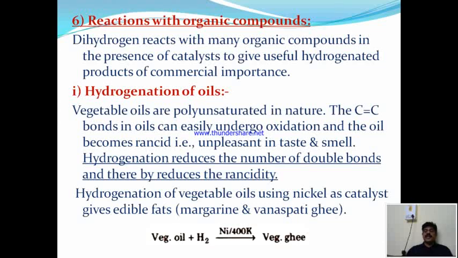Children, during hydrogenation, vegetable oils when treated with nickel as catalyst in the presence of hydrogen result in the formation of vegetable ghee, which is nothing but saturated in nature. And the vegetable ghee can also be called margarine or vanaspati or ghee.